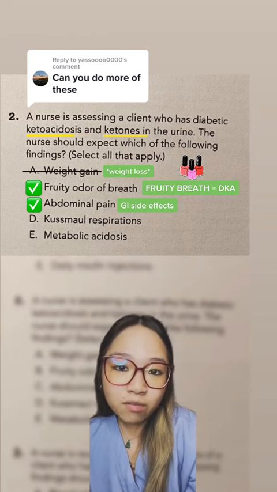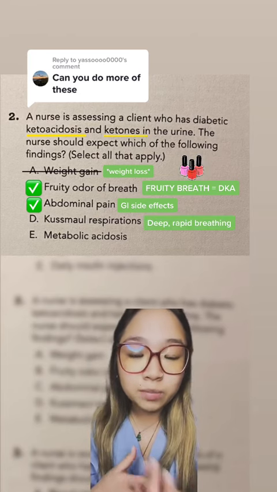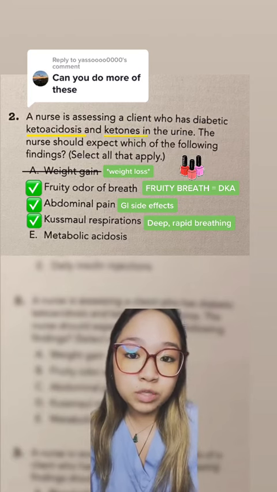D, Kussmaul respiration. So Kussmaul presents as deep and rapid breathing. This happens when there is too much acid in the body. The body tries to get rid of the extra acid by quickly breathing out CO2, which is a primary acid in the blood.